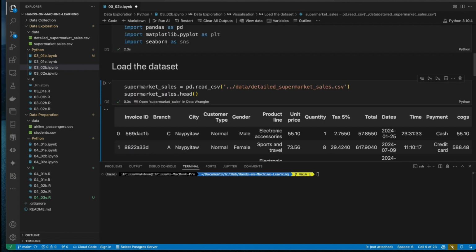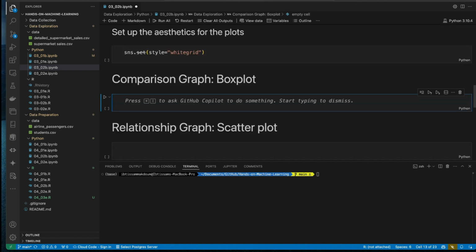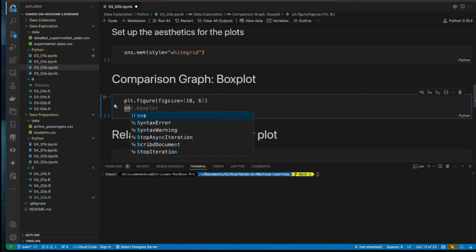Now that our data is loaded, let's set up the visual aesthetic for our plots. We'll use Seaborn's set function to choose a clean white grid style that will make our charts easy to read. Let's start with a comparison graph, a box plot. Remember, a box plot helps us visualize the distribution of data and identify outliers. In this case, we'll compare the total sales across different product lines.